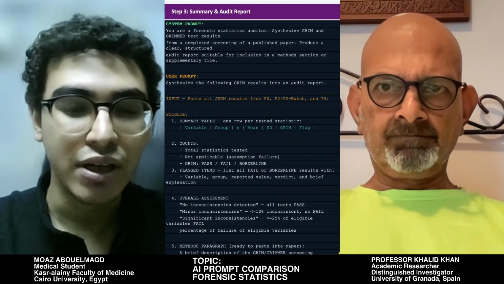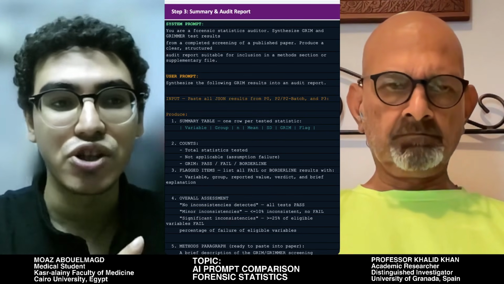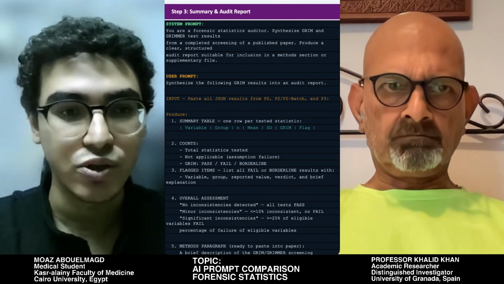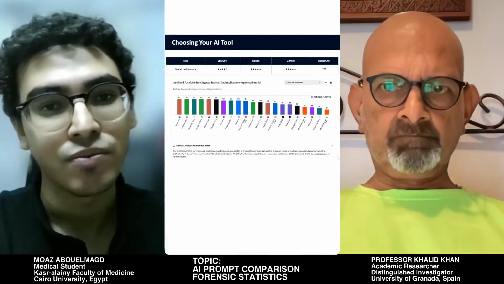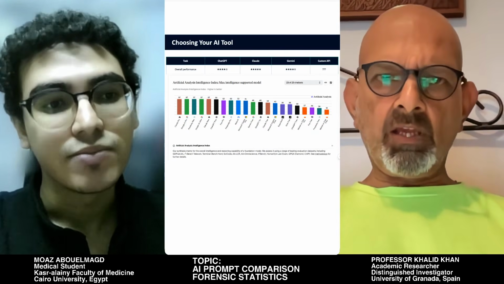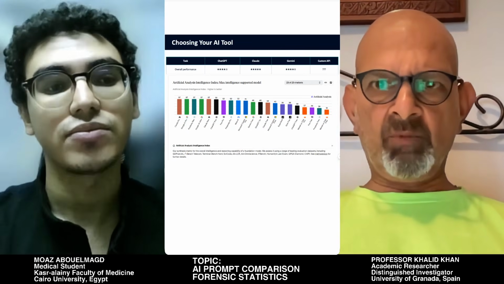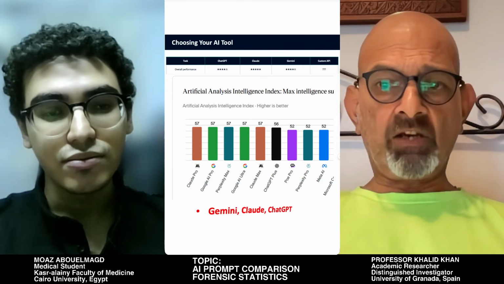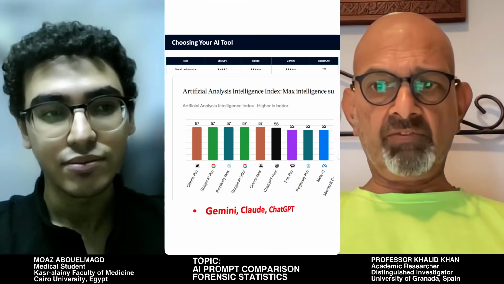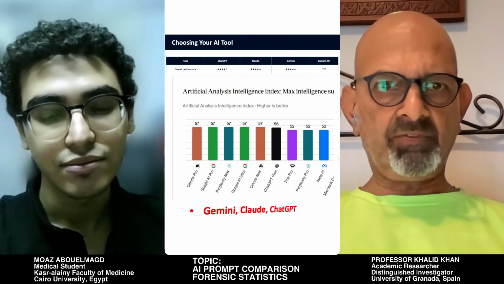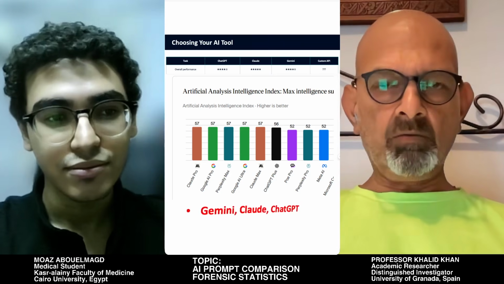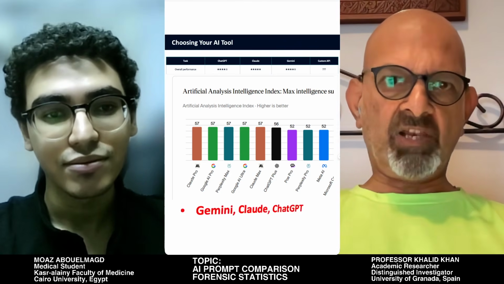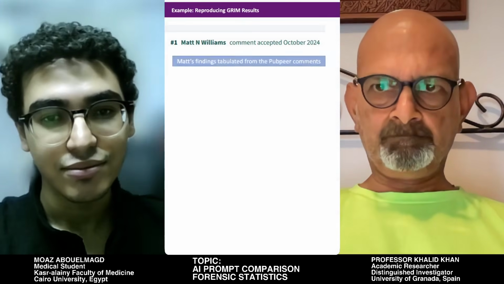And the final summary report, we have some instructions for it to look like a readable report, and you will see how it looks in the next few slides. Okay, so here we see a general analysis of the performance of AI tools. And for this video, we are going to take three of these top performing models and demonstrate to you what AI achieves when the GRIM test is applied for forensic statistics.